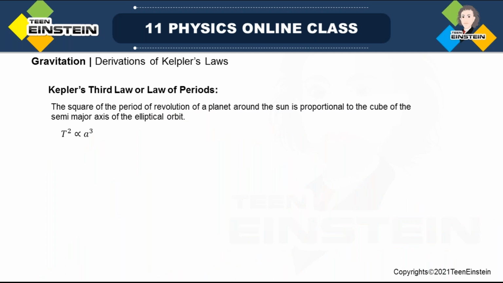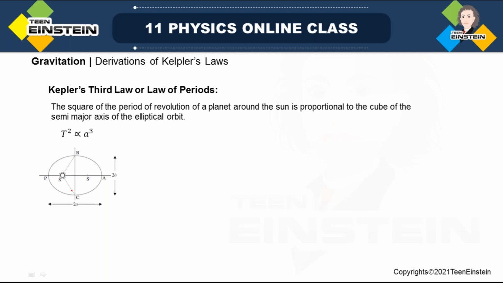Now we will prove Kepler's third law, which is also called law of period. Let us first learn the third law and then we will prove it. What is the third law? It says that the square of the period of revolution of a planet around the sun is proportional to the cube of the semi-major axis of the elliptic orbit.